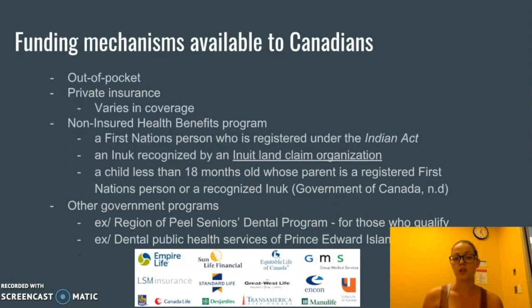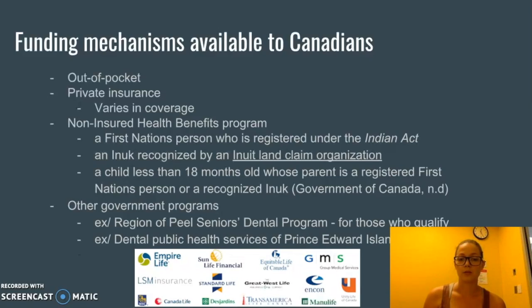There's also a non-insured health benefits program, which is available for First Nations people and their children under 18 months, but you have to be a registered First Nations person and be recognized by the Government of Canada to be covered through this program. There's other government programs all over the country.